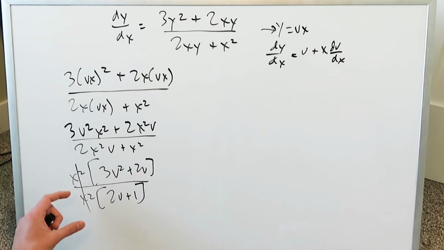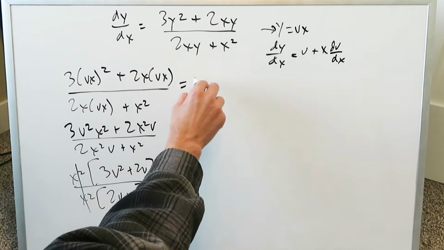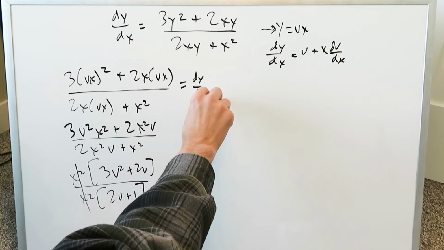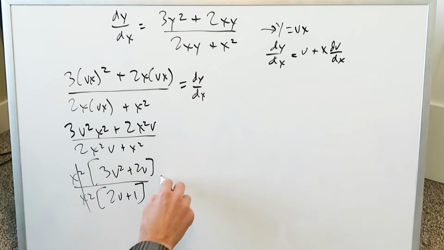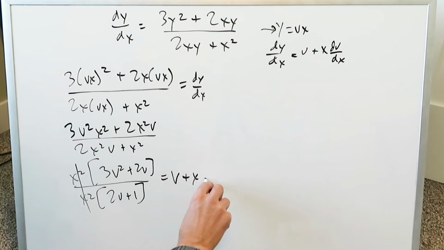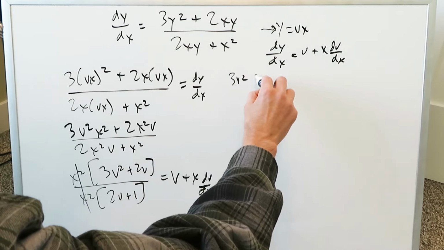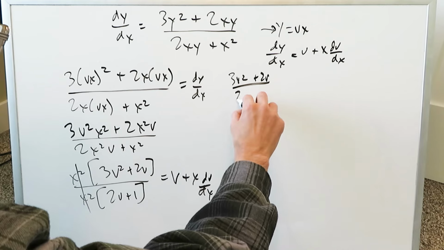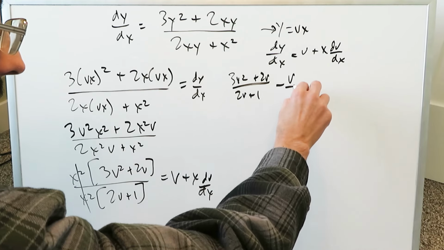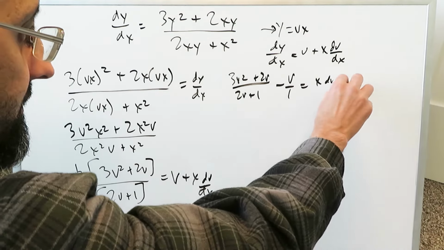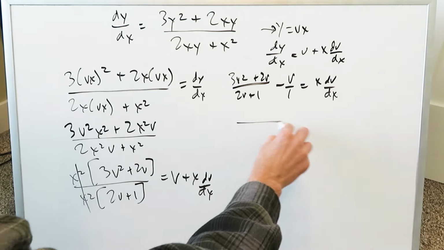This right here is equal to dy over dx. You know that to be the case because all of this right here was equal to dy over dx, but dy over dx is also equal to that. We can bring it right here, v plus x dv over dx. I want to bring the v onto the other side and do a common denominator. You'll have a 3v square plus 2v divided by 2v plus 1 minus v over 1 is equal to x dv over dx. You have to do a little bit of work here.